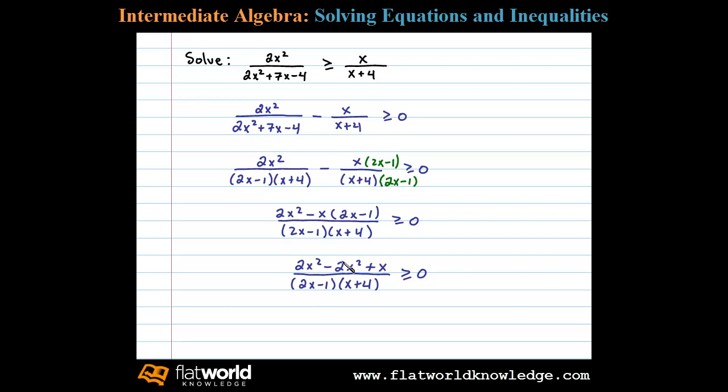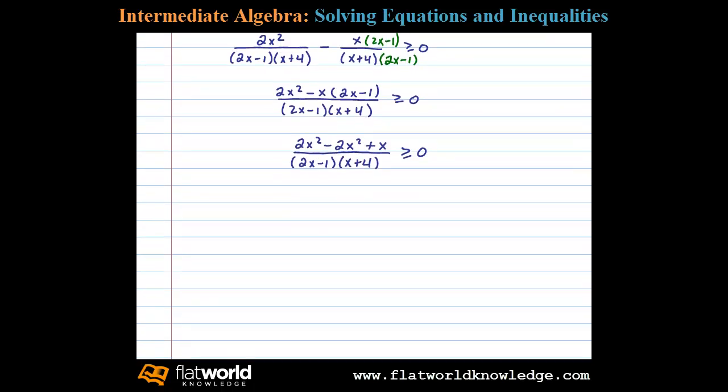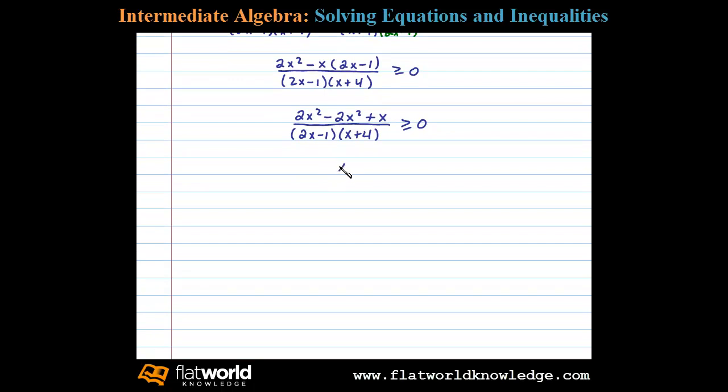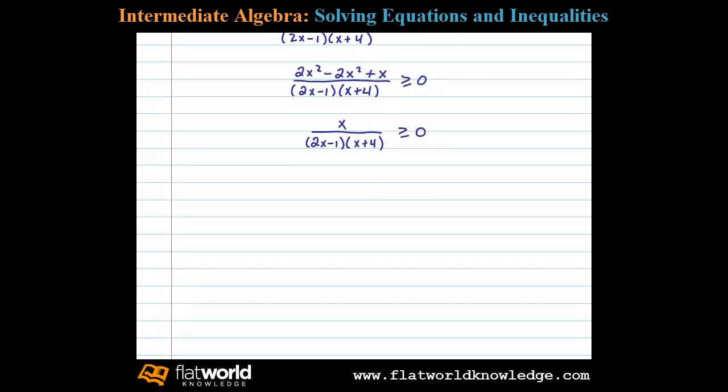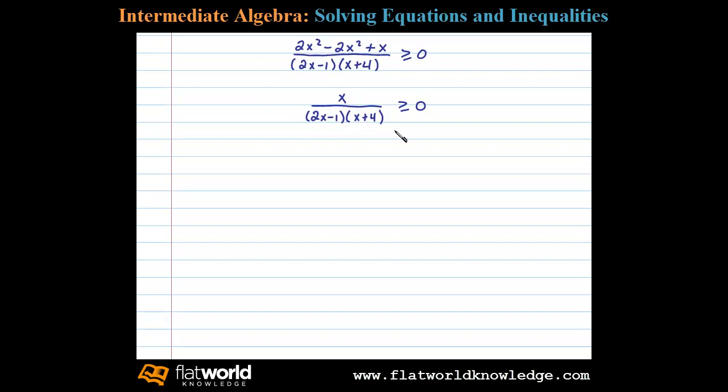Negative x times 2x is negative 2x squared, and then negative x times negative 1 is plus x. And then in the numerator we have 2x squared minus 2x squared. Well, those add up to 0, and we're left with the simplified algebraic fraction x over 2x minus 1 times x plus 4, which is greater than or equal to 0. Now it's at this point we're ready to solve this by using a sign chart.